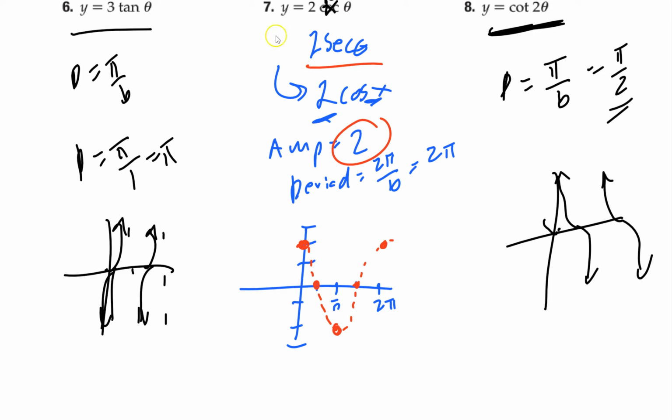Now I want to make it a secant graph, so we've got to add some things to it. First, we're going to add some asymptotes at the x-intercepts. And then we'll add parabolas at the min-max points. So we'll add a parabola here. We'll add a parabola here. There you go. That's how you graph secant and cosecant and sine and cosine.